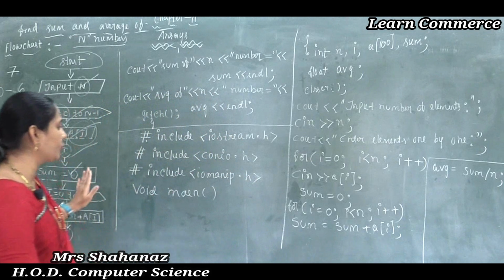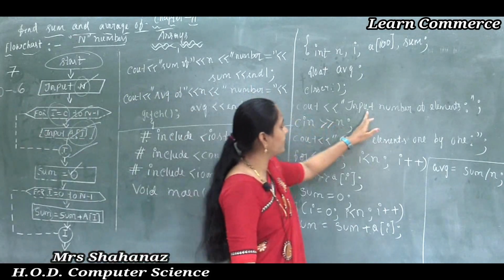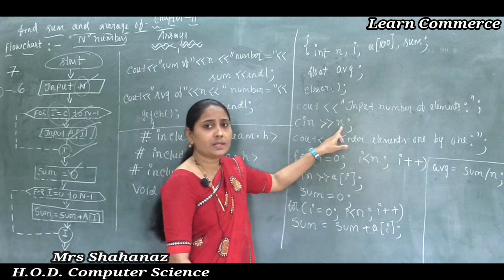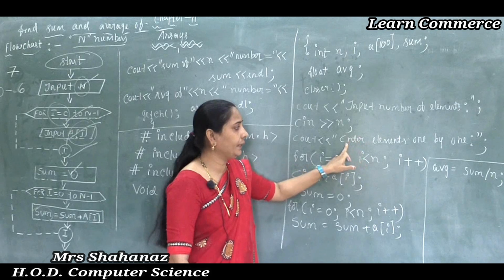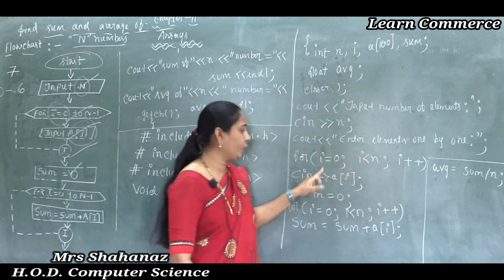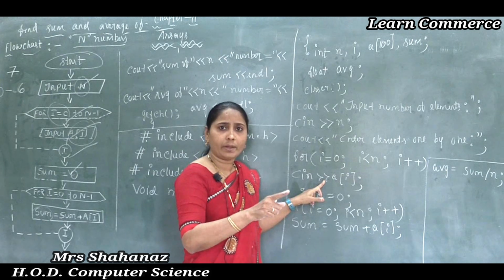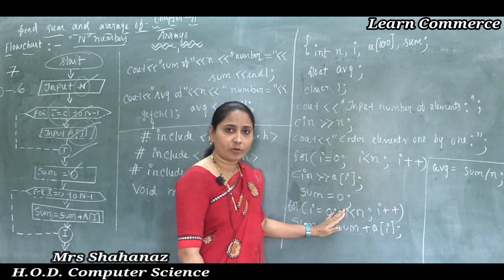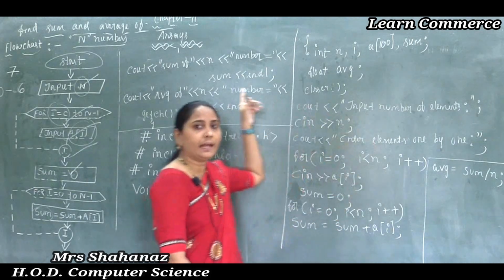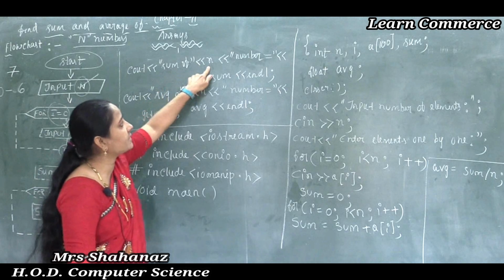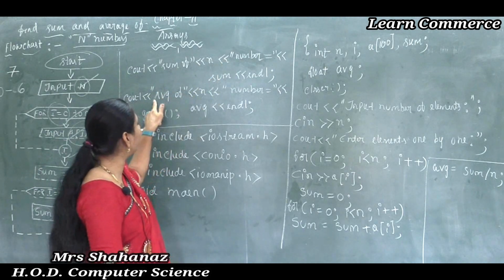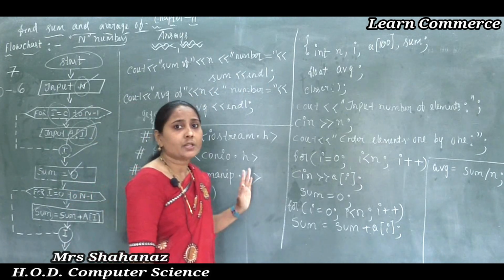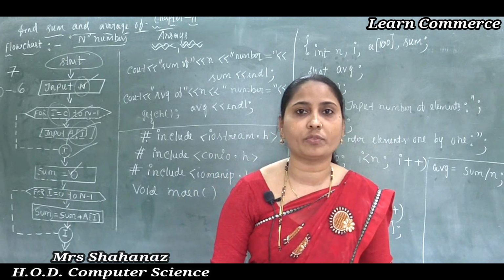So how is it going to display? First of all we get the message: input number of elements through the keyboard, 6. Again it displays the message, enter elements one by one. You need to enter the elements 23, 6, 11, 24, 5, 30. Next it does the calculation of the sum and average, then displays the message: sum of 6 number is equal to 99, average of 6 number is equal to 16.50. So this is the program of the sum and average of n numbers.